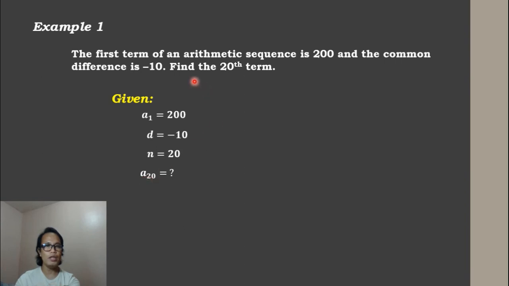A sub 20, since you are to find the 20th term. This is supposed to be a sub n, and since we are going to find the 20th term, that's why we have a sub 20. Of course, in this case, our n is 20, which is the 20th term. Now, for the solution, of course, we have to use this formula.